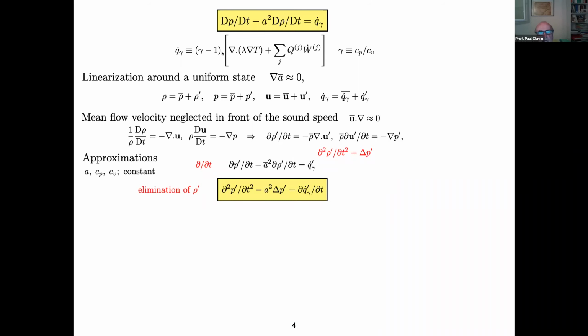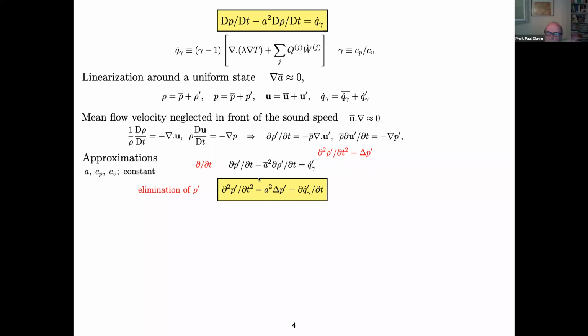This term is here. So this is a heat release. You have a gamma minus 1 heat factor because of the compression effect. So if you eliminate now the density, using this equation here, you obtain on the left-hand side the acoustic waves.